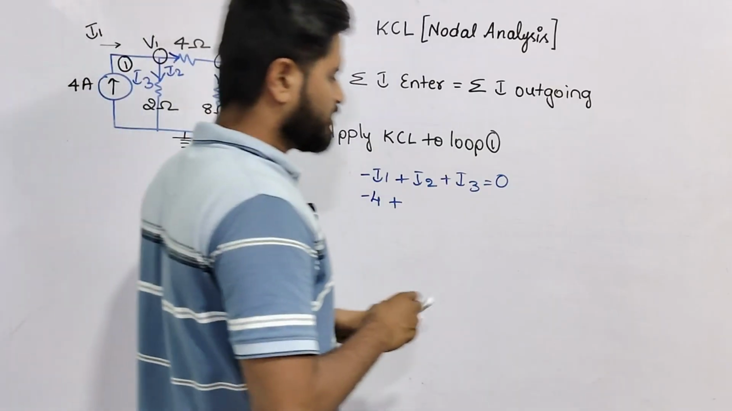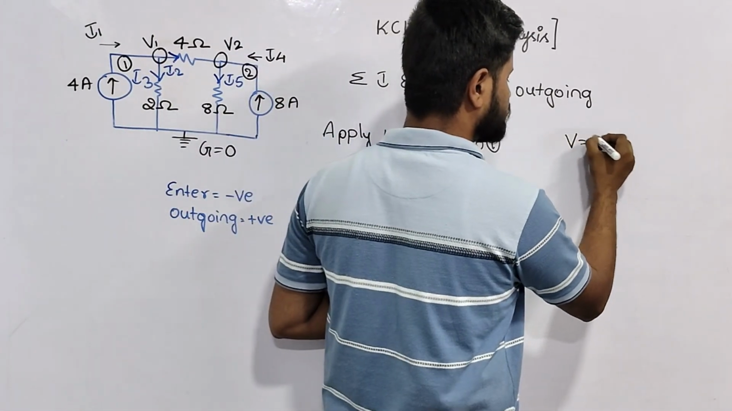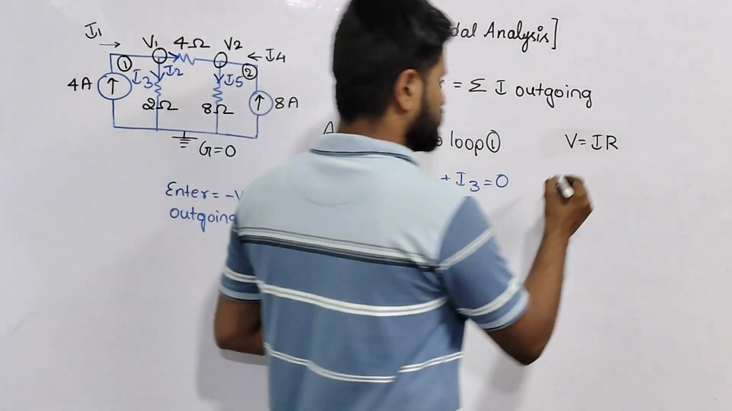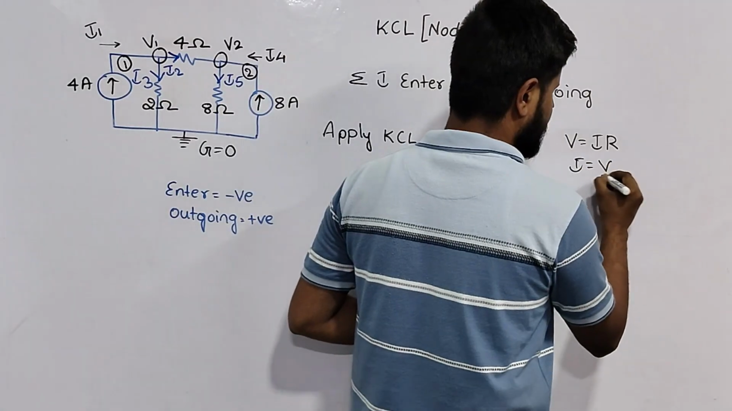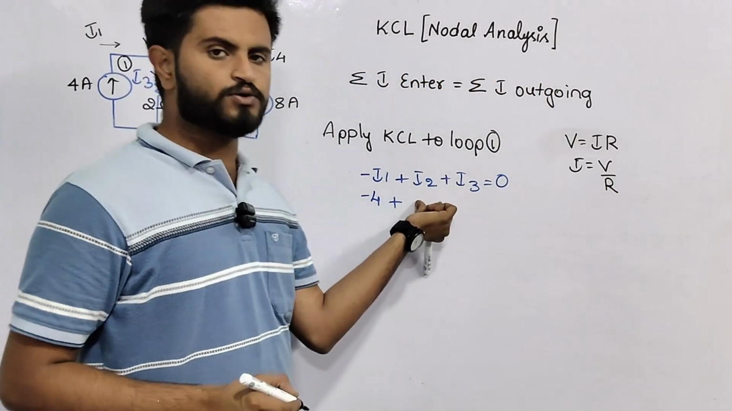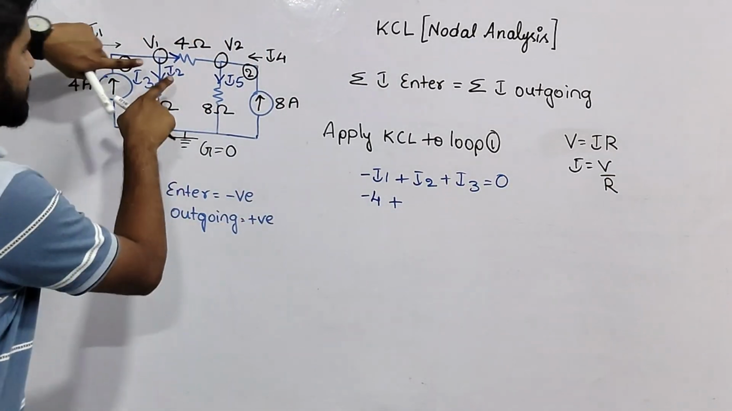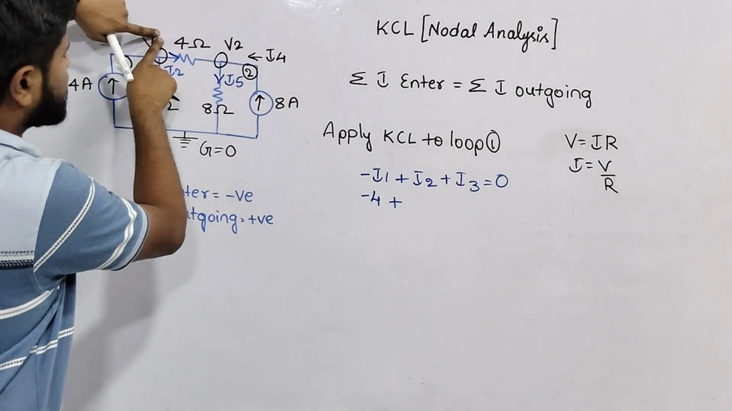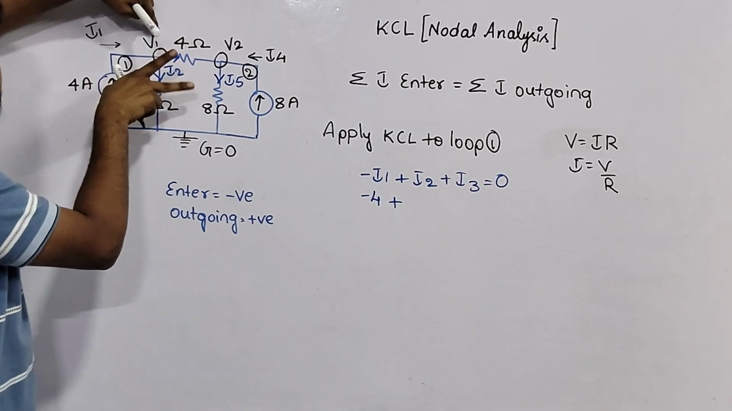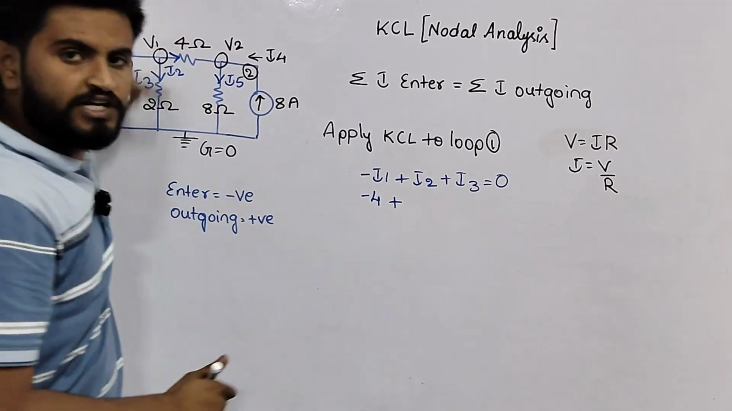So what I will be doing, I will be using Ohm's law. What does Ohm's law state? V is equal to IR. But I need the current I, so I will be equal to V divided by R. So you must convert the current I2 into the format of V by R. Current I2 is flowing from V1 towards V2. Here, when current I1 came, it split into two, I2 and I3. I2 is flowing from V1 towards V2.